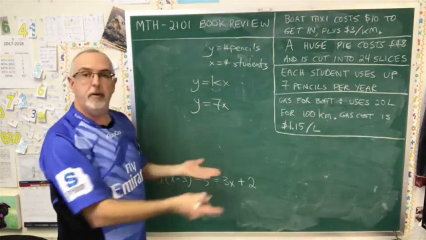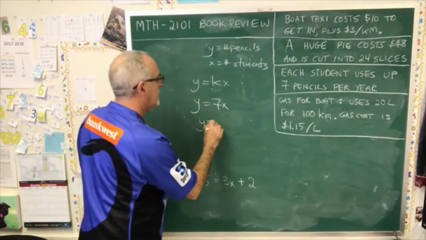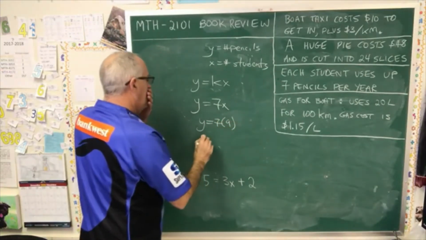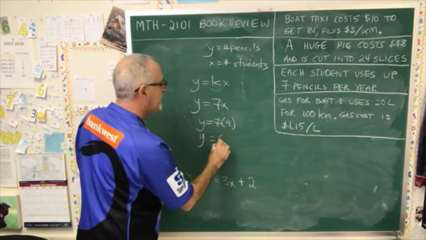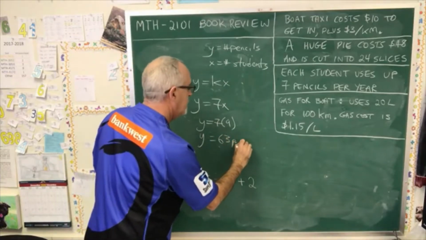So with my example from before, what about 9 students? It would look like this, y equals 7 times 9. Therefore, y equals 63 pencils. Same answer.